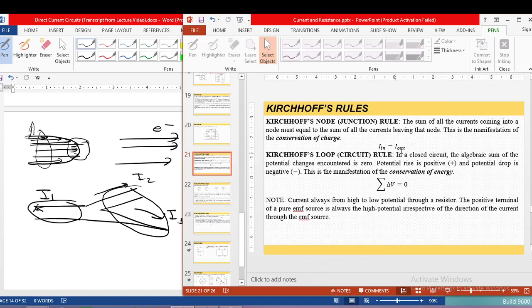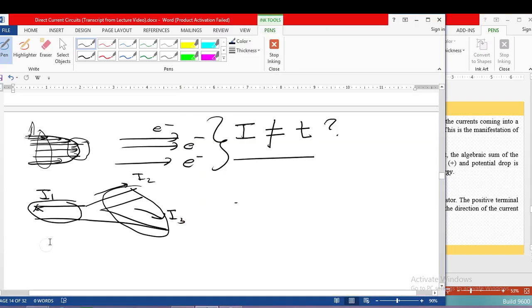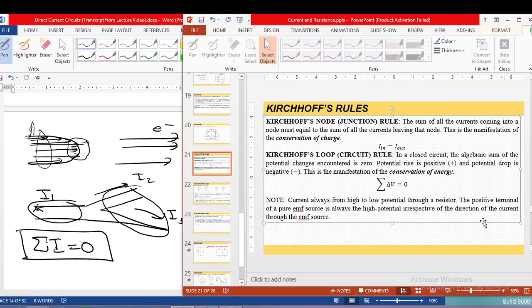Then the junction rule can be summarized by using this equation. The current that is going inside the node or the junction must be equal to the current going out of the junction, or that is, the summation of all currents is equal to 0. Okay, so next is the loop rule.